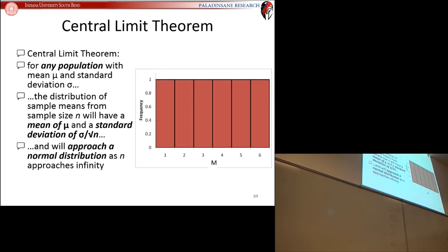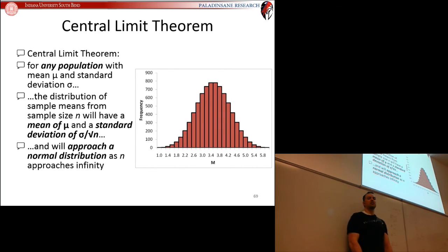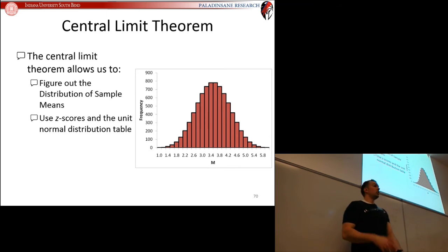And do remember that we're dealing with multiple distributions now. For any population with a mean of mu and a standard deviation of sigma, your distribution of sample means will have the same mean. It'll have a standard deviation that is the population standard deviation divided by the square root of the size of your sample. And importantly, it will approach a normal distribution as the size of your sample increases. This central limit theorem allows us to figure out your distribution of sample means. It allows us to use those Z-scores and that unit normal distribution table. It allows us to apply our tools and open up any population to psychological study.